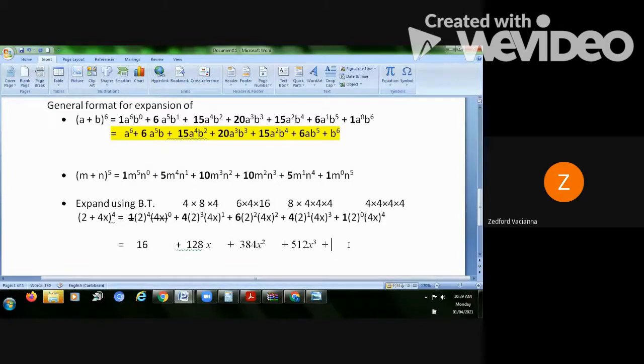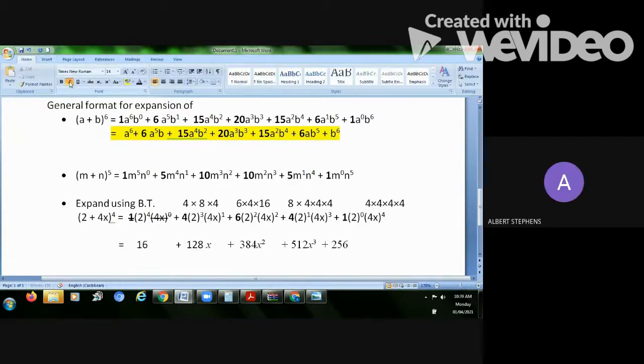Sir, I get 1024. Come on, it's supposed to be 256. 256. And that would be x to the 4th power. How did you get that big number there? Sir, because I put the 4 outside the bracket here, but I made a mistake. Okay. Alright, so ladies and gentlemen, this would have been your answer here. Yes, sir.